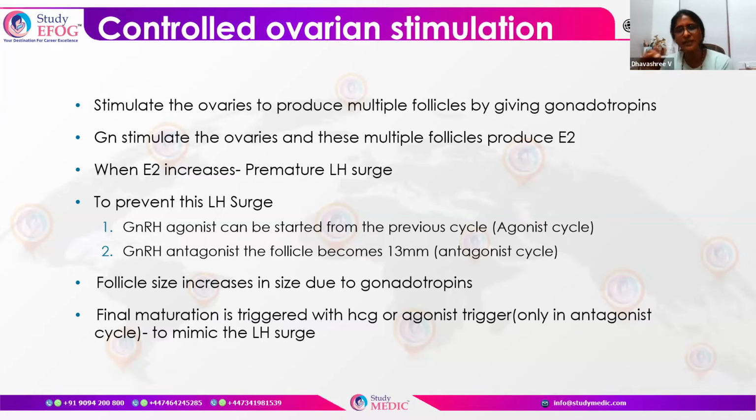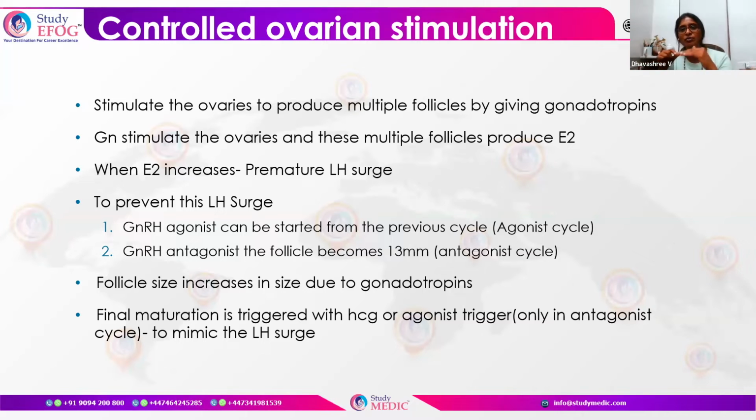So how do we prevent an LH surge? This is to prevent the follicle going through earlier maturation, even before we get a good follicle. To prevent the premature LH surge, we can use two things. One is a GnRH agonist. Depending upon what we use, whether it is an agonist or an antagonist, we call that an agonist cycle or an antagonist cycle.